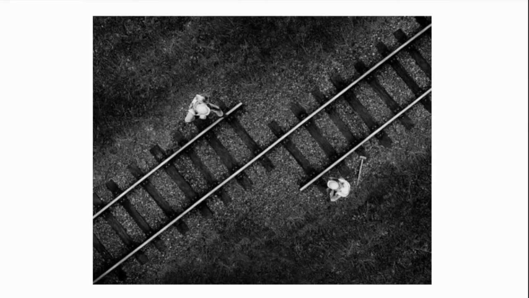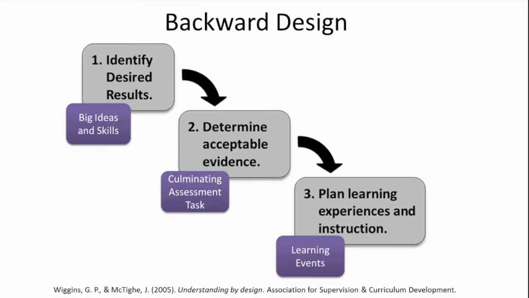If our assessments, our learning activities, and our outcomes are not aligned, this is what it feels like in the classroom: disconnected. In order to design effective instruction for our students, we need to think about this process, backward design. It's called backward design because we start with the end in mind. We start by identifying what are our desired results. What are the big ideas and skills that we want students to end up with?